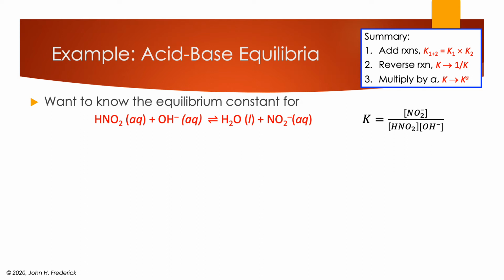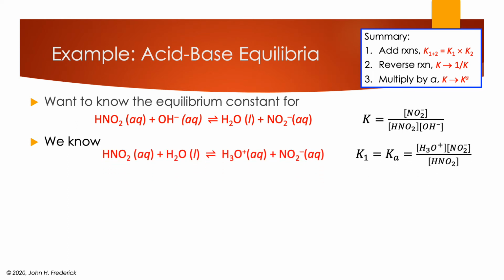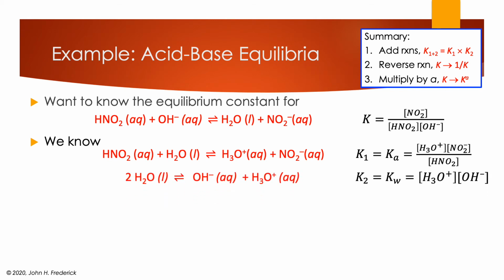Okay, well, that may be, but let's go ahead and work with this as acid-base equilibria. So we know that this is going to be true. This is the Ka for the nitrous acid. If it reacts with water, it's going to form a hydronium ion and a nitride ion. We also know that water undergoes this autoionization process with the equilibrium constant Kw. So I've conveniently labeled K1 as Ka and K2 as Kw.